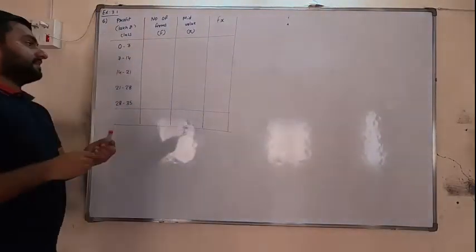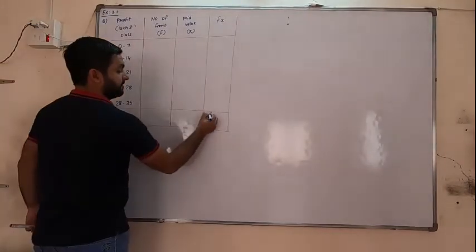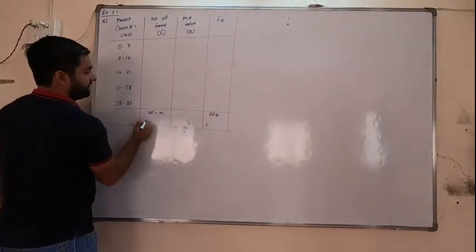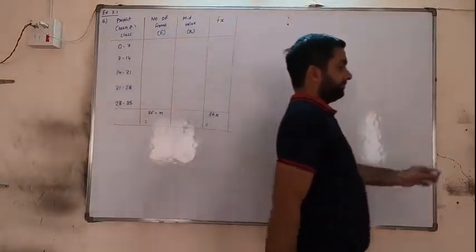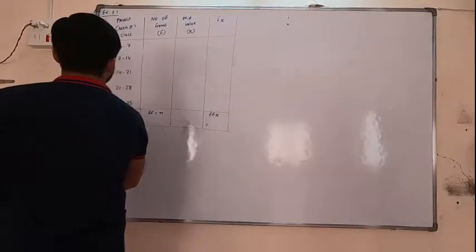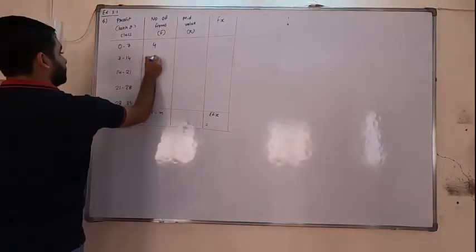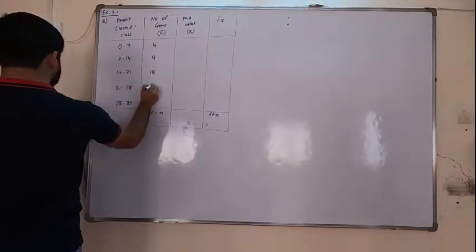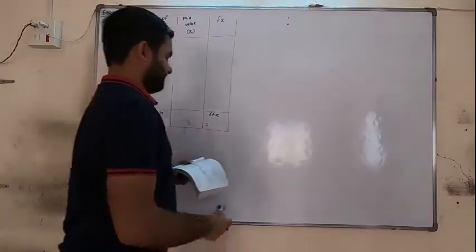Again, which totals are required? Sigma fx upon sigma f, so sigma f is equal to n. We may write the frequencies: 4, 9, 18, 12, 7.